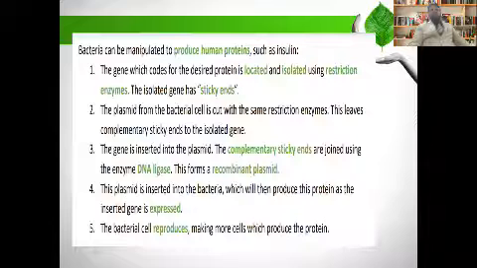The gene is inserted into the plasmid. The complementary sticky ends are joined using the enzyme DNA ligase. This forms a recombinant plasmid. This plasmid is inserted into the bacteria, which will then produce this protein as the inserted gene is expressed. The bacterial cell reproduces, making more cells which produce this protein.